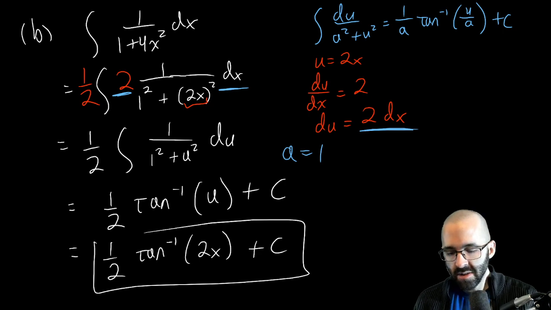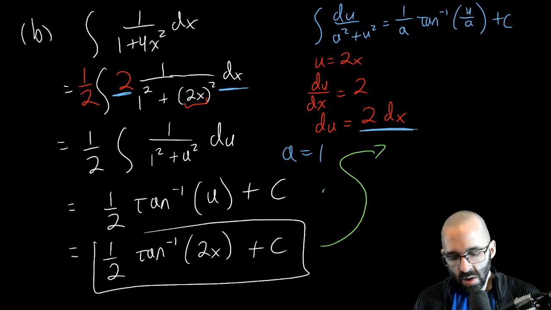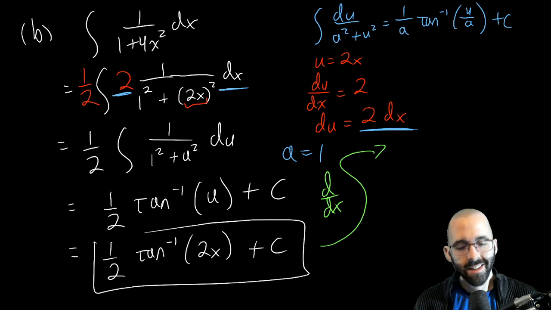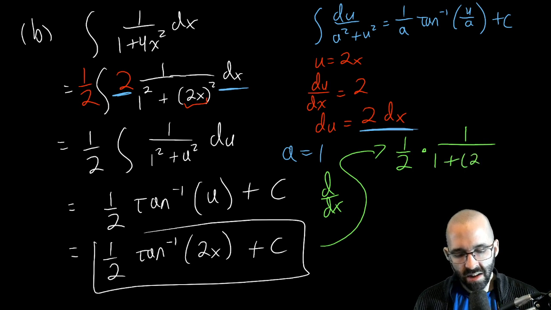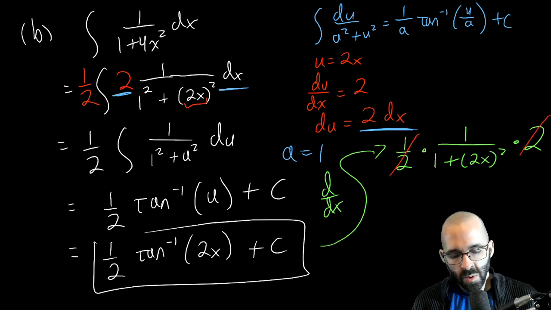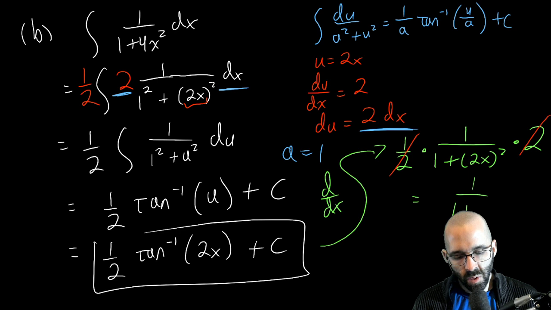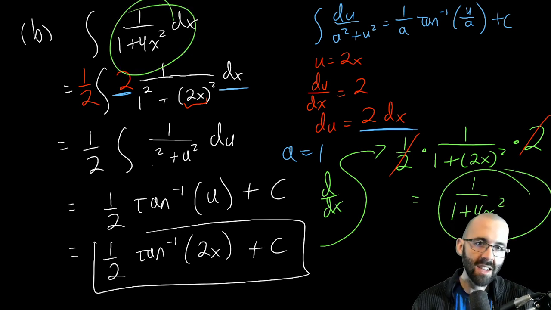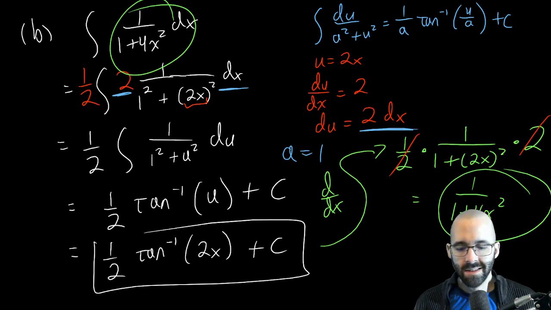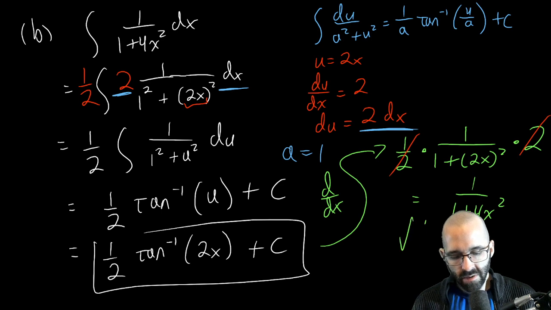And hopefully that's the right answer, but if we're ever in doubt, we can check by taking the derivative. The 1/2 stays right there. Derivative of inverse tangent is 1 over 1 plus the thing squared multiplied by the derivative of the inside. This is looking promising. We get cancellation. We get 1 over 1 plus 4x squared when we simplify, which is exactly our integrand, and that's exactly what we're looking for. Looking good.